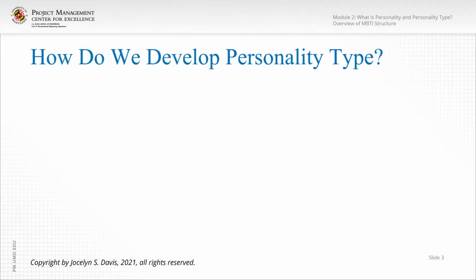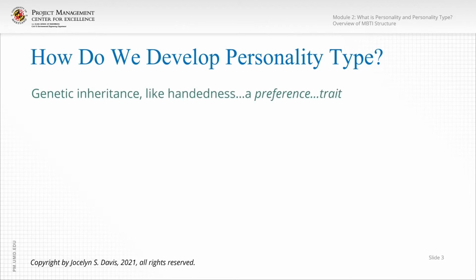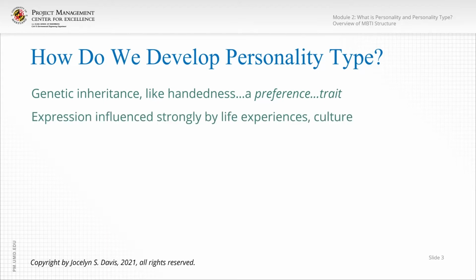So let's talk just for a minute about how we develop personality type. First, as we've said, it's a combination of your genetic inheritance, like handedness, whether you're right or left-handed. So it's a preference and it's a trait. Now, the expression of that trait comes about and is strongly influenced by life experiences, culture, etc.